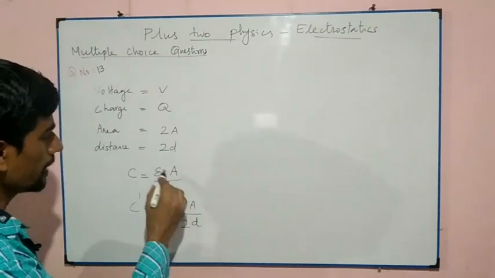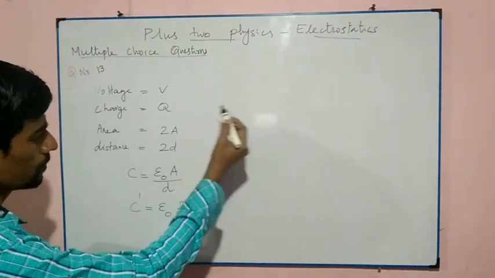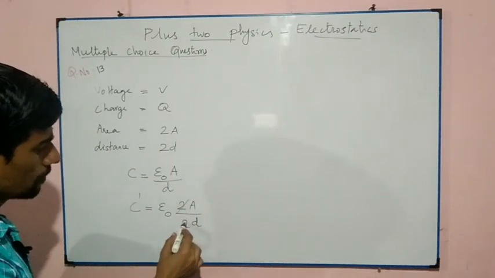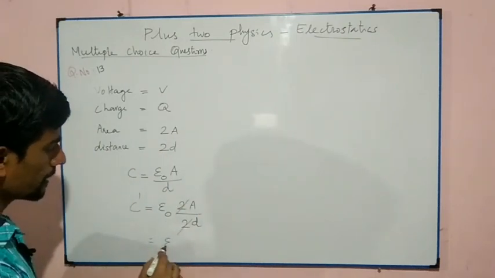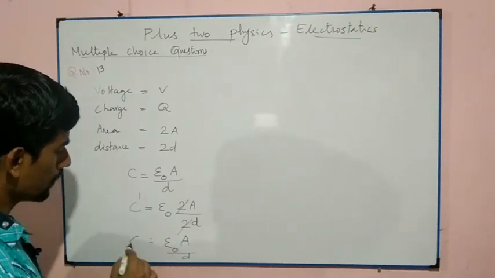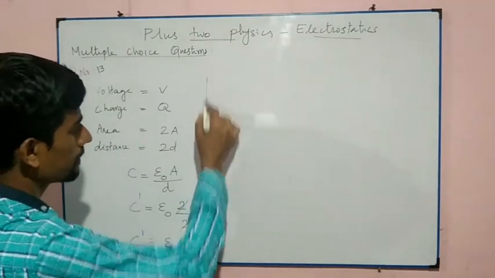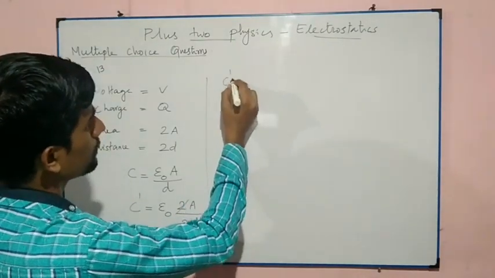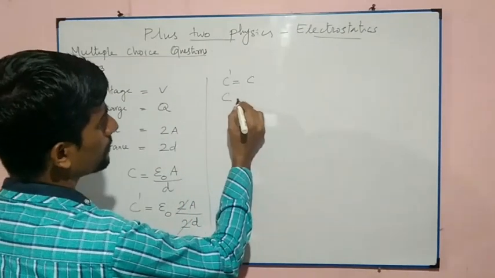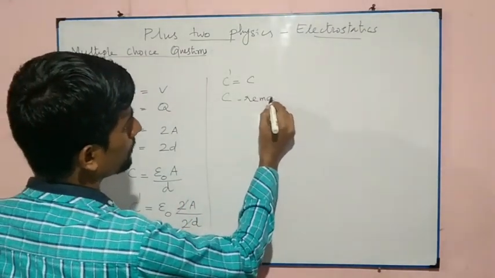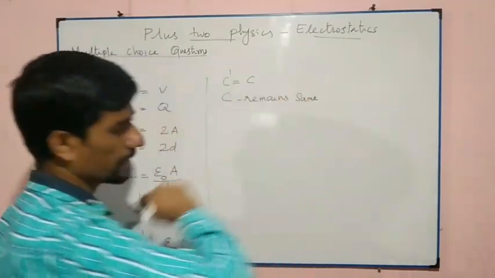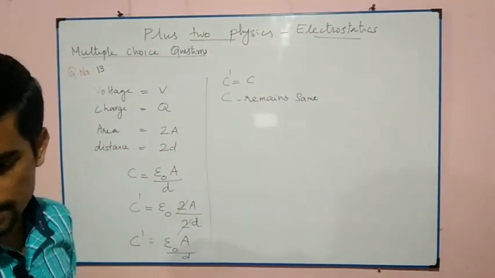Instead of A, we are substituting 2A, and instead of D, we are substituting 2D. So the 2 and 2 can be cancelled. Again, we will get epsilon naught A by D. So it means C dash is equal to C. C remains same. The capacitance remains same.